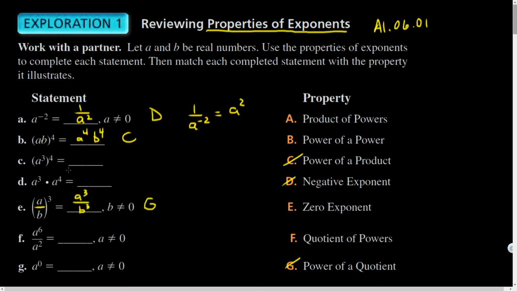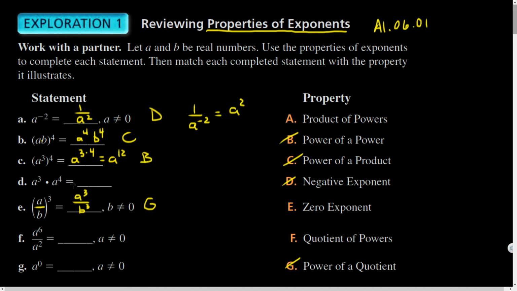A to the third, all to the fourth is the property where we multiply those exponents. I guess I'm showing the middle step there. So a power raised to another power, you multiply those exponents. Power of a power property, bravo.